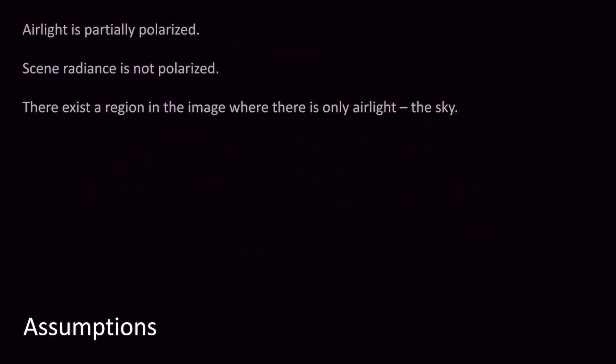The paper also makes three very important assumptions. One, air light is partially polarized, and two, scene radiance is not polarized. Lastly, there exists a region in the image where there's only air light, and this is usually the sky.